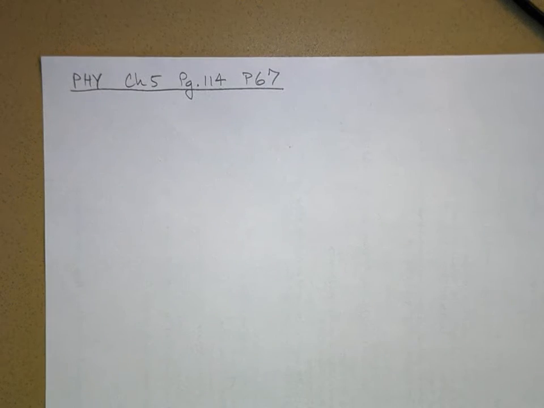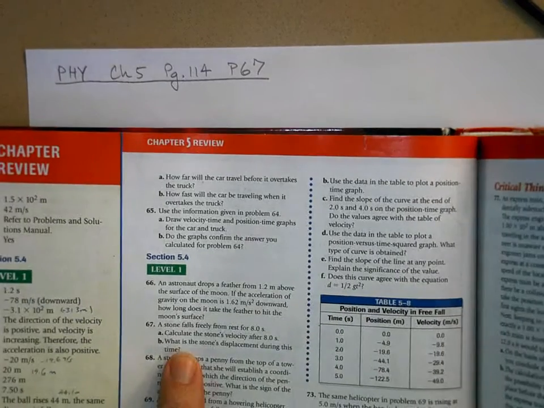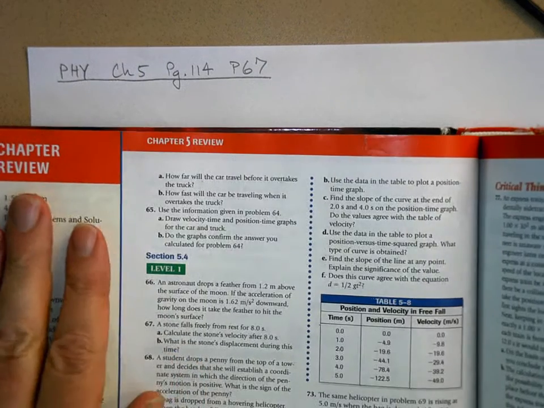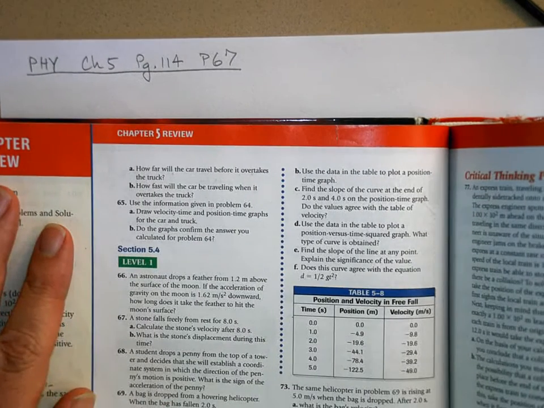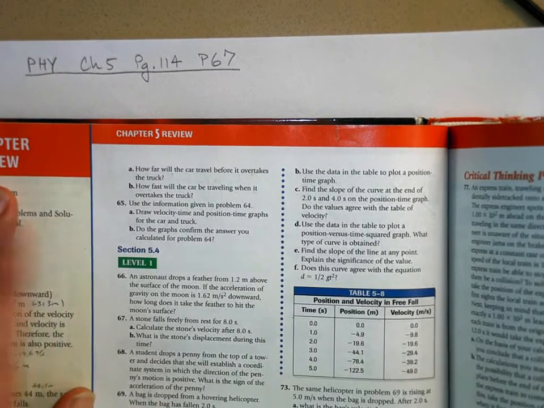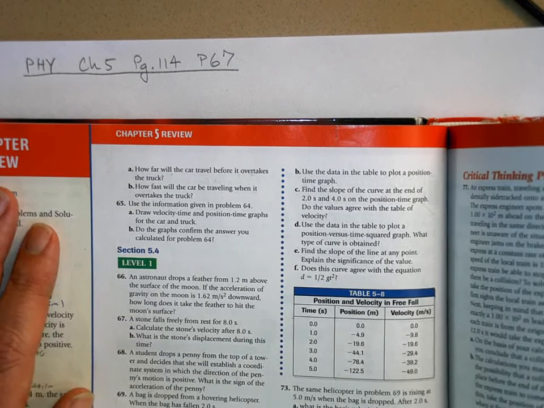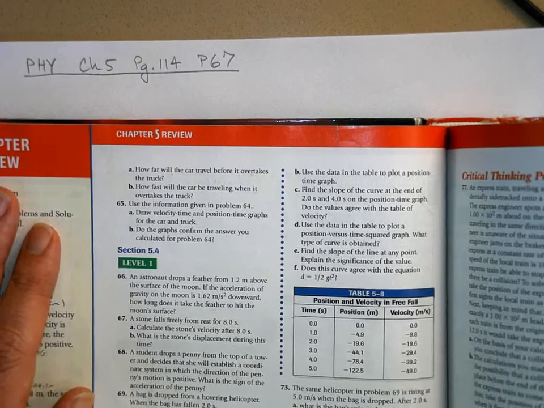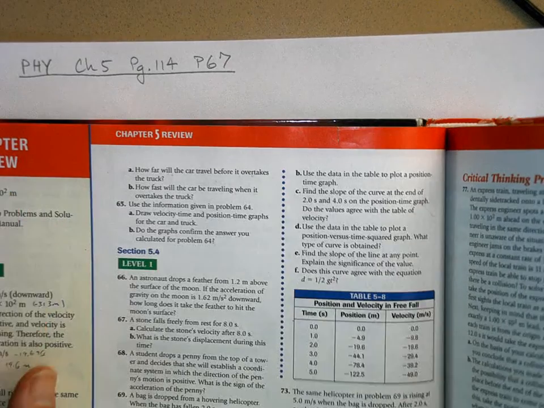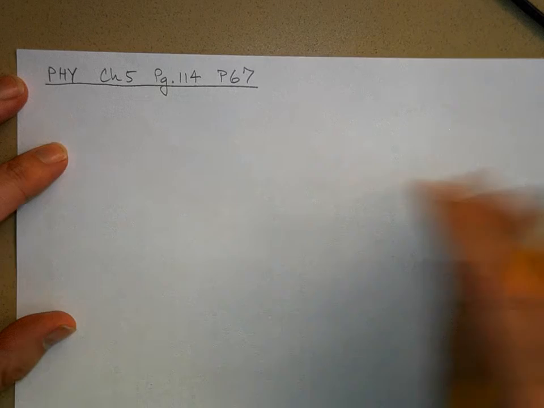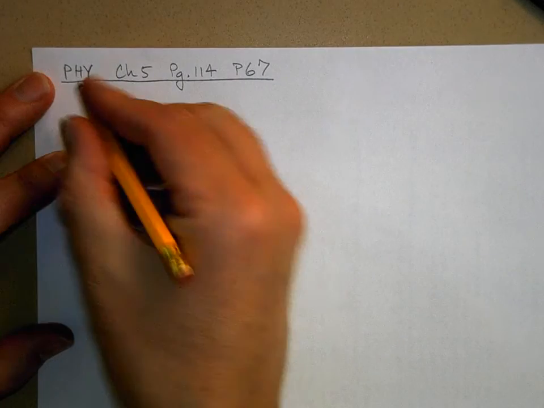Let's do problem number 67 on page 114. Here it is. Okay, it says a stone falls freely from rest for 8 seconds. A, calculate the stone's velocity from 8 seconds, and B, what is the stone's displacement during this time? Okay, so let's set this up with given, find, and solve.